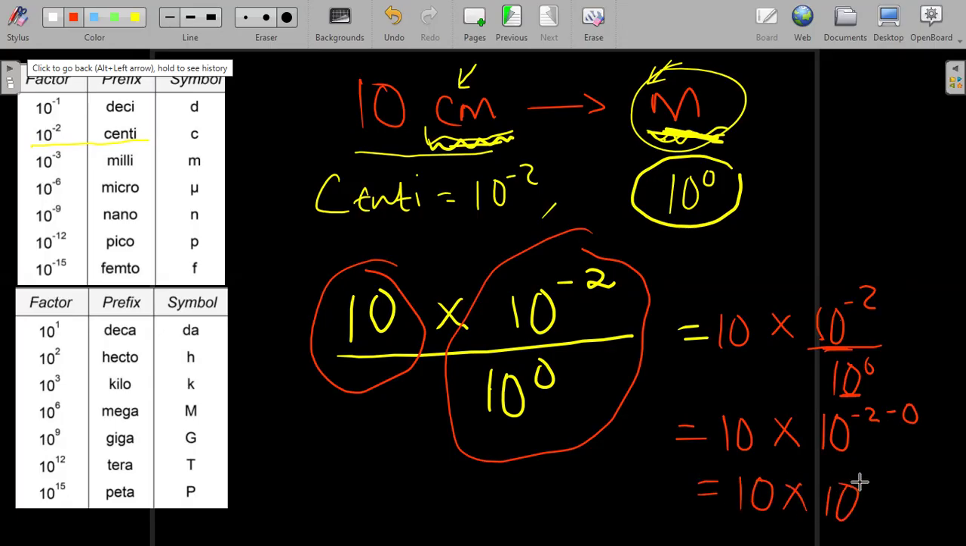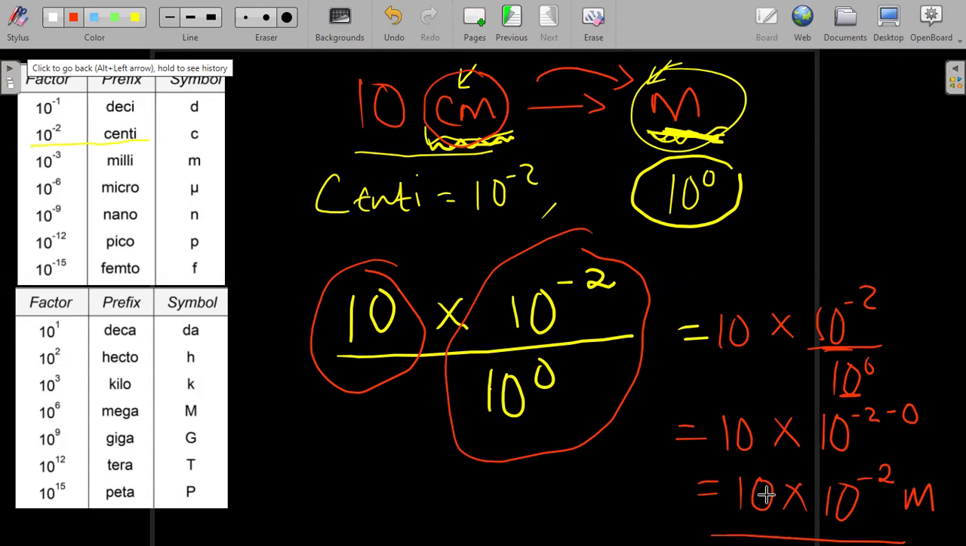10 times 10 to the power minus 2. And then these units here will just be in what? Meters. Okay, so we have converted from centimeters to meters using the metric system. Okay, so you don't leave your answer like this. You always have to take it to scientific notation.